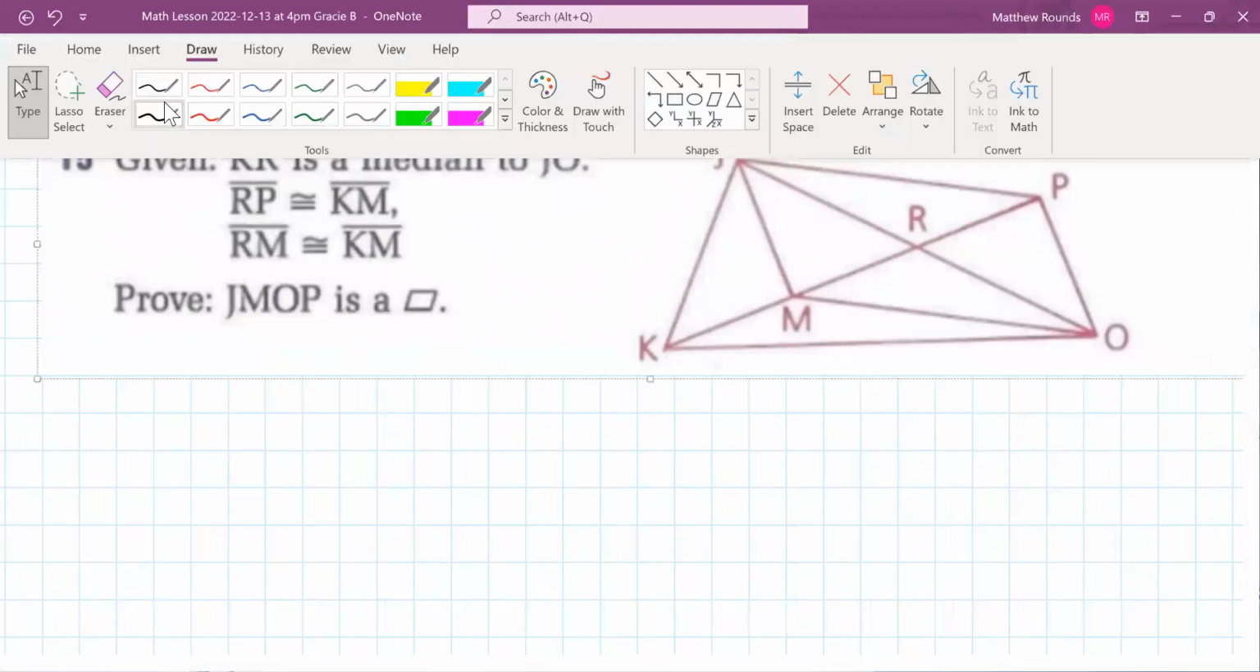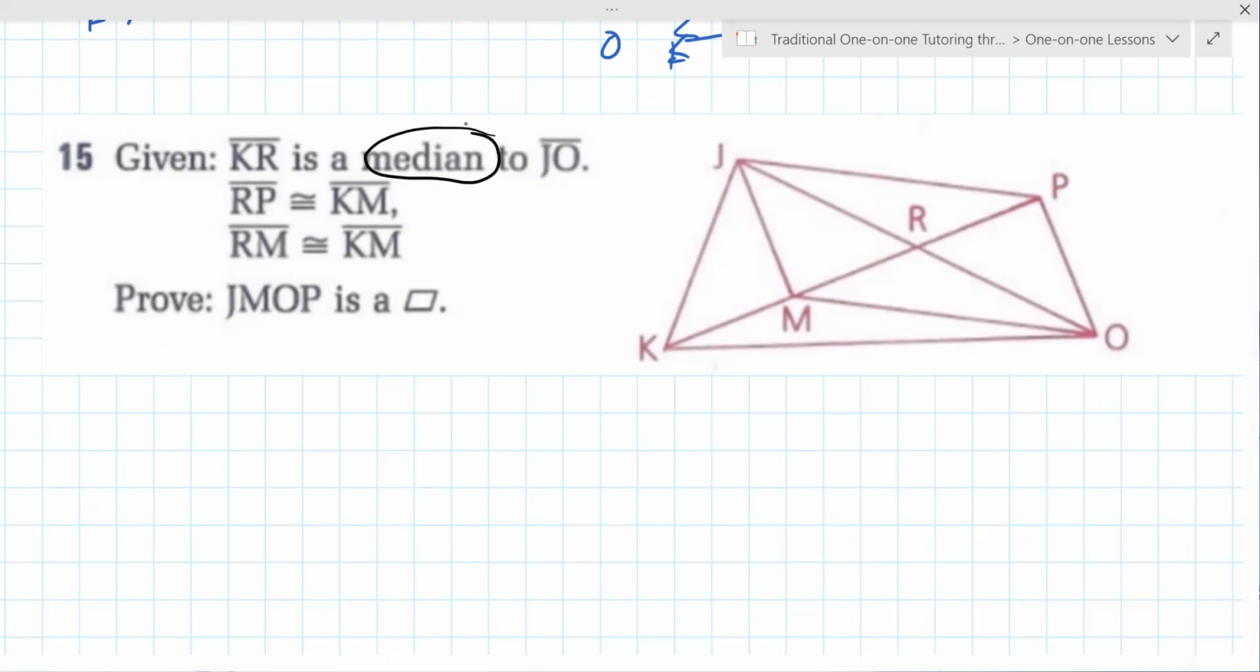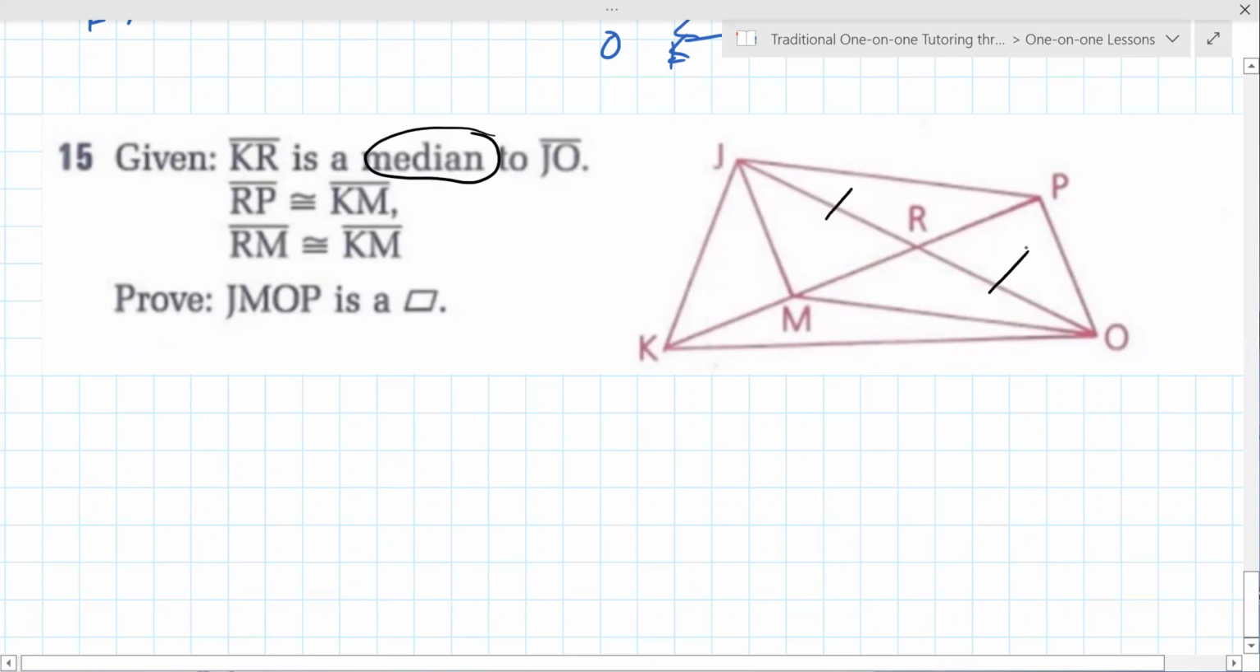So how about median? What does that mean if KR is a median to JO? What does that word median mean, if you know? Is that it bisects them? It's a bisector, but not a perpendicular bisector. So something like that would be good. Okay. RP is congruent to KM. There we go.